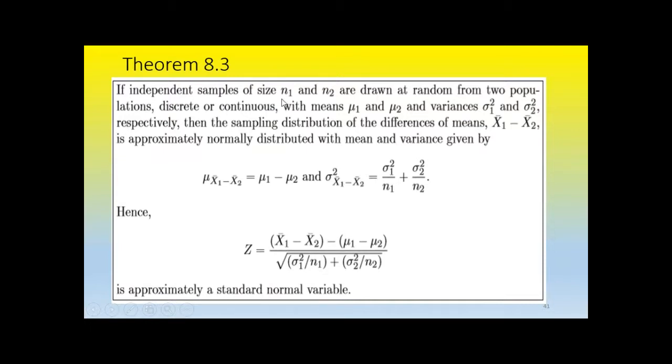If independent samples of size n1 and n2 are drawn, now in the previous case it was only one sample. Here you are taking two different samples. There is a population, which is your sample space. You can call this the population. Two different samples are drawn, of size n1 and another of size n2. Assume that there are capital N elements in the population. Call it the population.